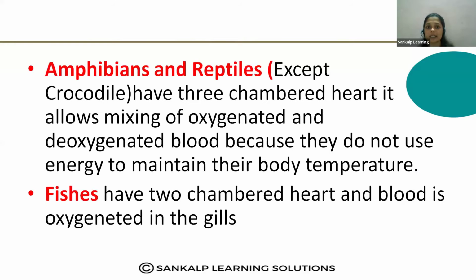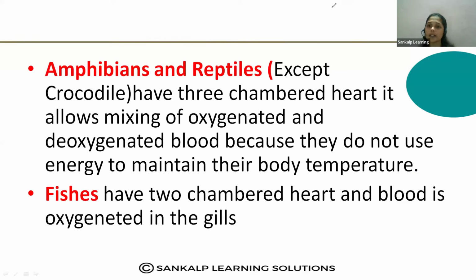Separate oxygenated and deoxygenated blood circulation happens. Got it? But amphibians and the reptiles, they can tolerate the mixing of the blood. Yes, they can tolerate the mixing of the blood. Why, they will ask. I hope this concept is clear. Okay. So I hope this concept is clear. Then what about the fishes?